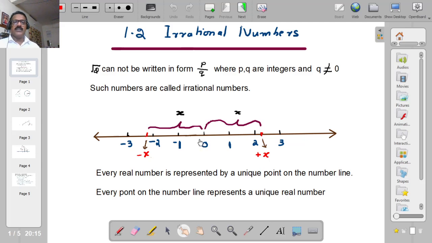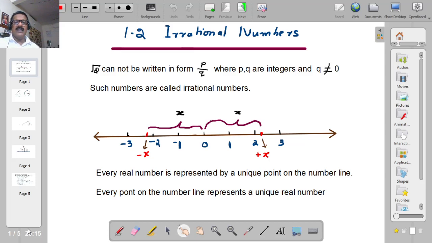The converse of this is also true. That is, every point on the number line represents a real number. That is, associated with every point on the real number line there is a unique number associated with it.